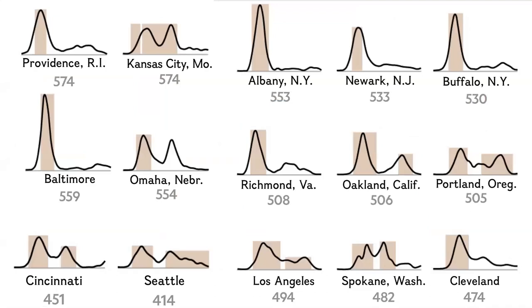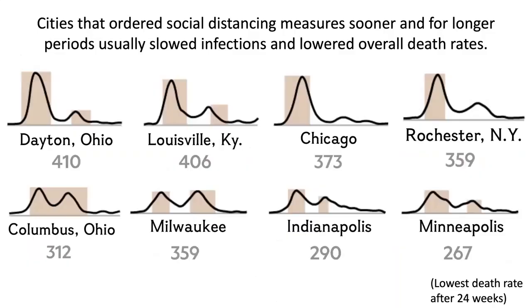There's a lot of other cities that had different results. And then the cities that took it the most seriously had much, much, much lower death rates, right? So the social distancing measures worked in these cities. Columbus, Ohio had a weird double peak, even though they had social distancing measures. And it'd be interesting to dig into the data to see why.